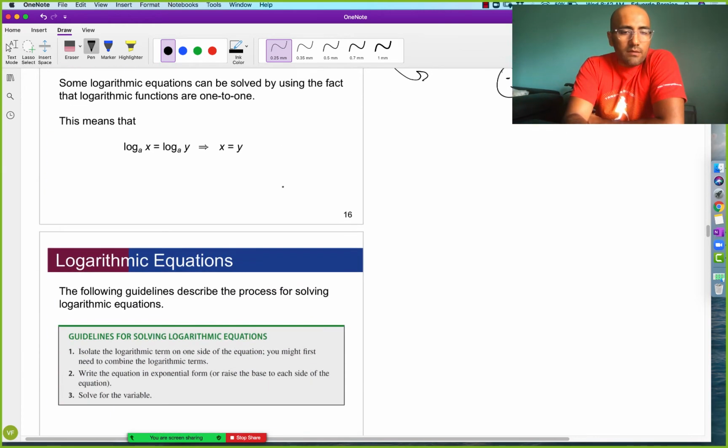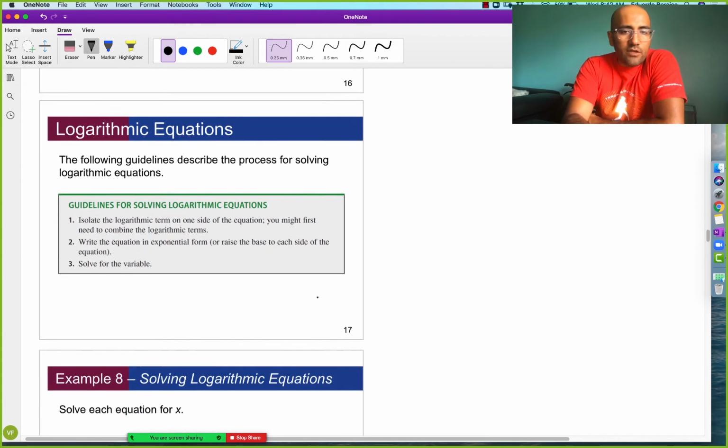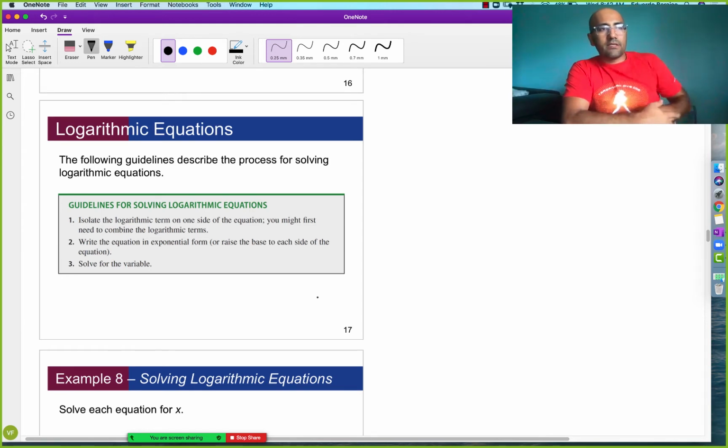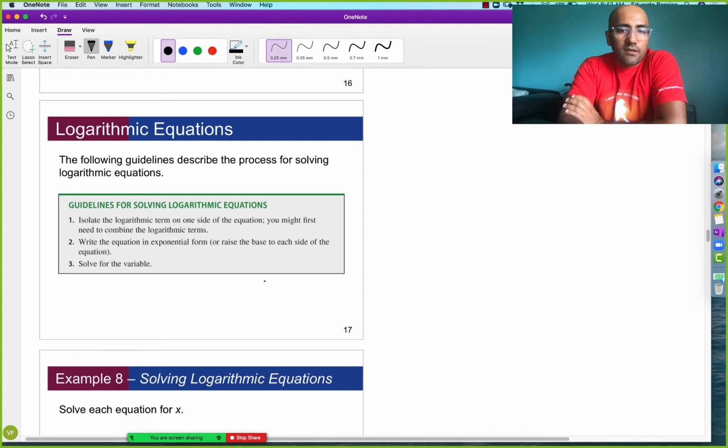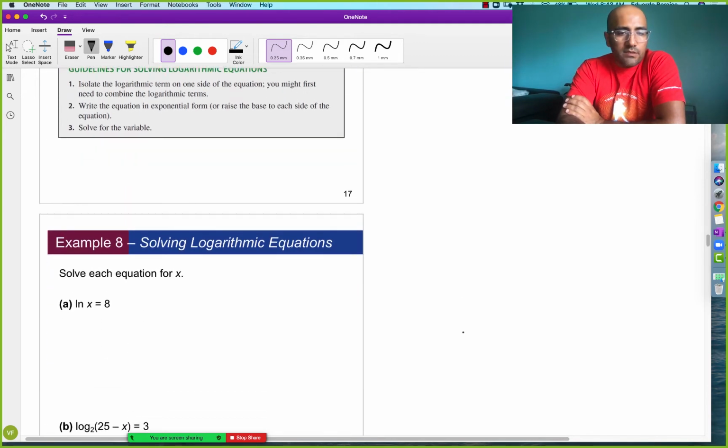Okay. So, guidelines for solving logarithmic equations. Isolate the logarithmic term on one side of the equation. You might first need to combine logarithmic terms, so we get to use our properties to contract or expand logs. In this case, we'd like to contract them into one big happy log. And then we might use the definition of logs. We might get to apply this property where we apply log to both sides of the equal sign. So they vary a little bit, but we've got a variety of tools to help us.